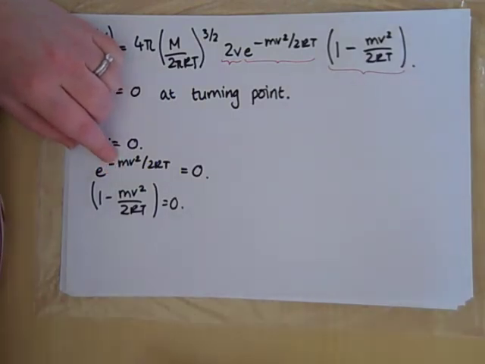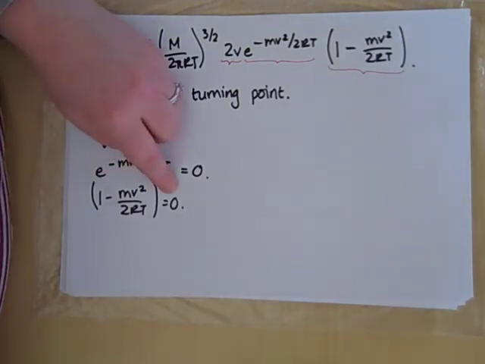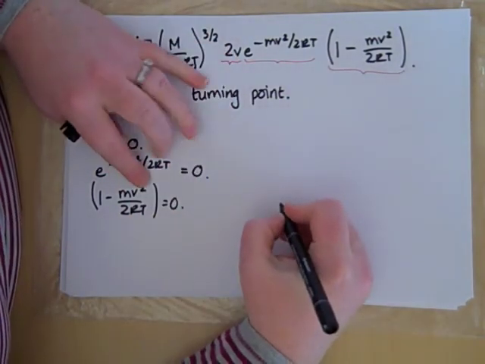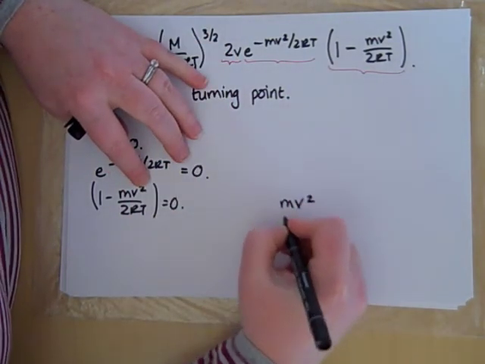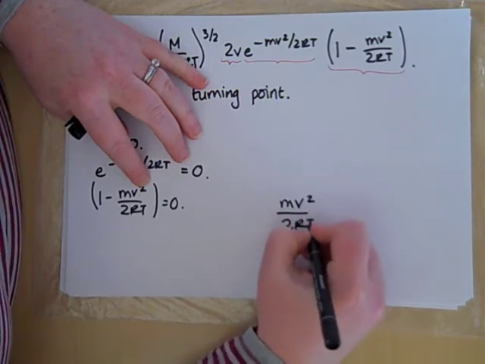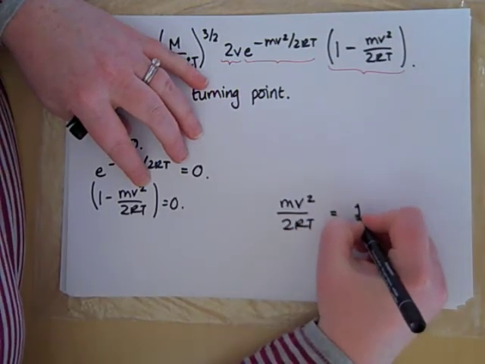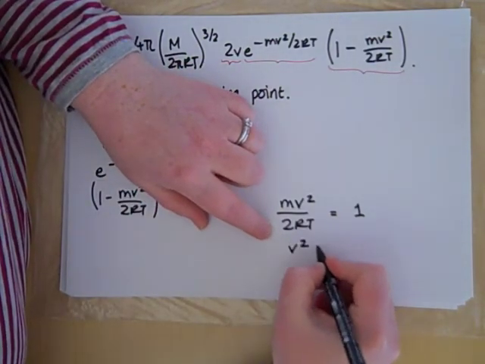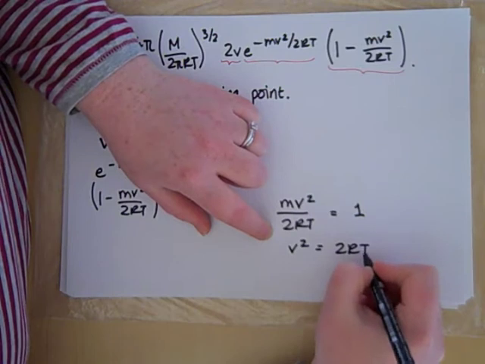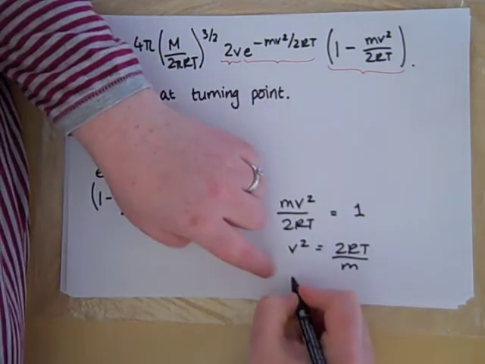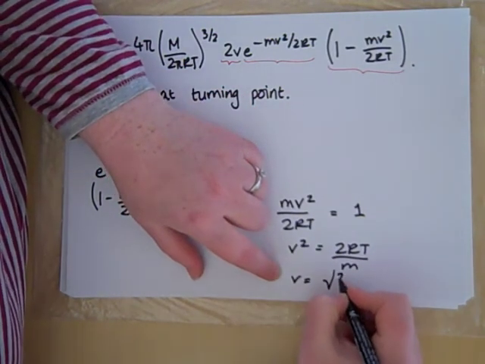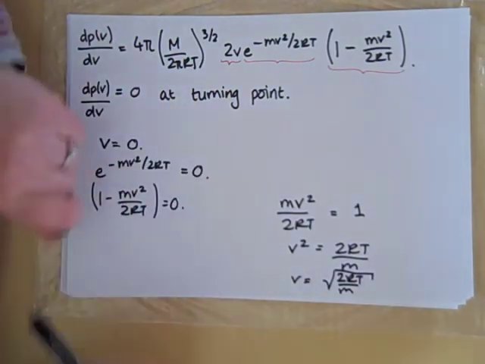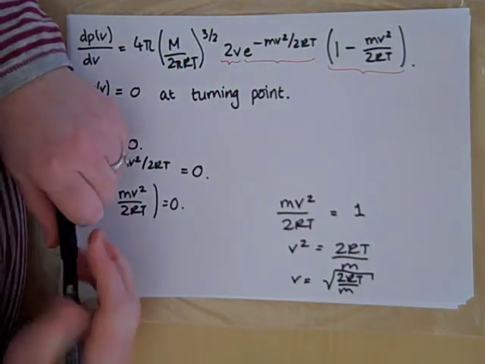So what I'm going to do is simply rearrange this. Just a simple bit of rearrangement: mv squared over 2RT is equal to 1, or v squared is equal to 2RT over m, or v is equal to the square root of 2RT over m. And that is my most probable velocity.